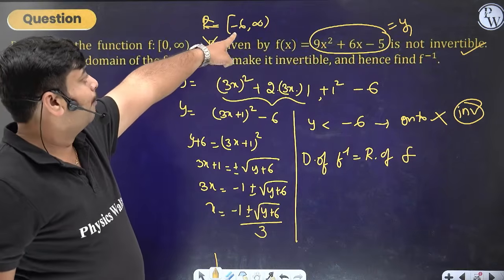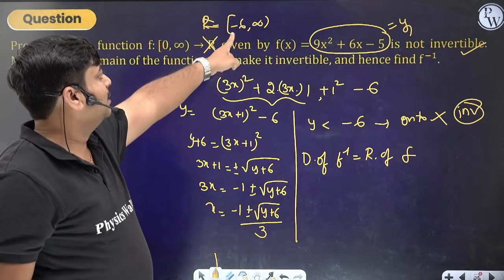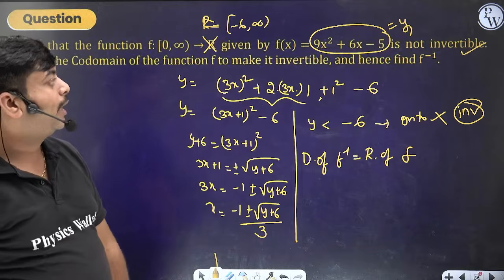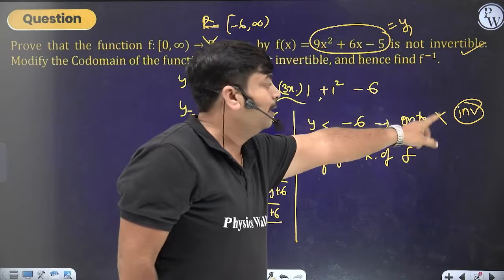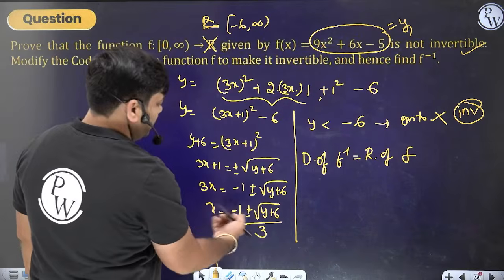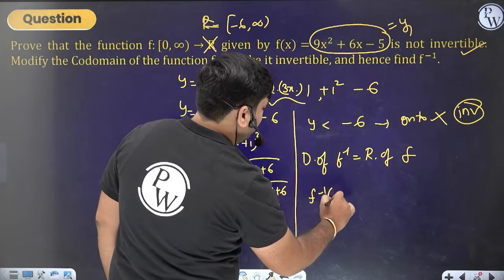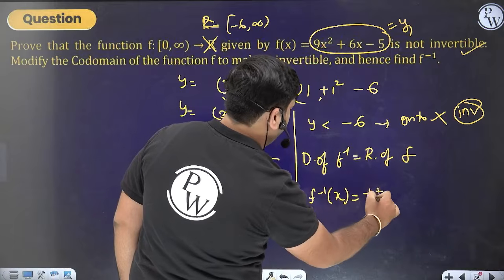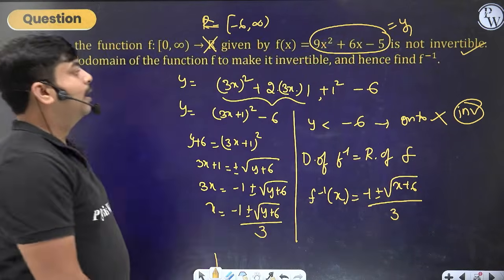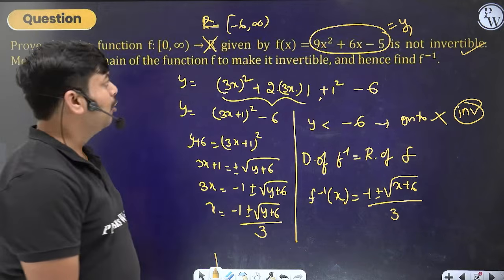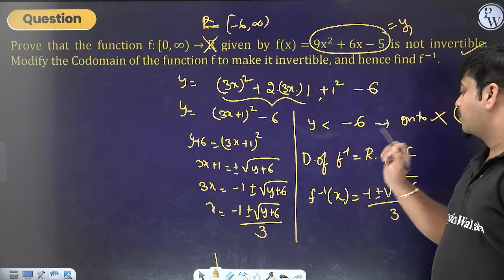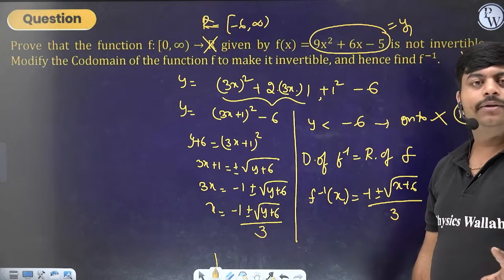If you have the range as minus 6 to infinity, in that case, these two will be equal. So hence here it is not invertible, and to get invertible, this is the case. And now to get f inverse, this itself is f inverse. So f inverse of x is equal to minus 1 plus or minus root over x plus 6 by 3. All right, are you all understanding, people? Even minus 6 also can come. Easy, not a difficult thing.